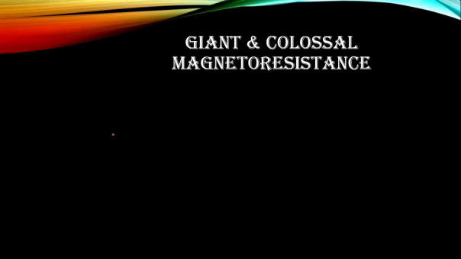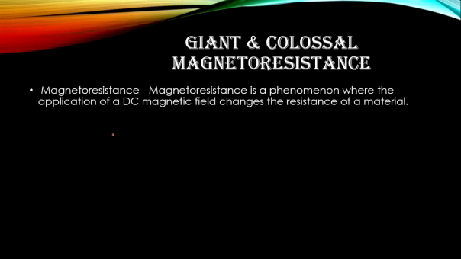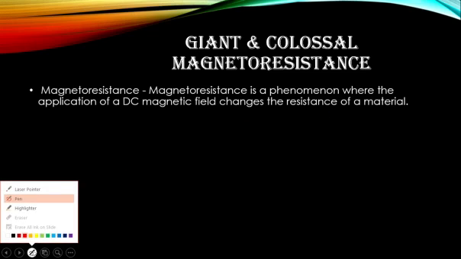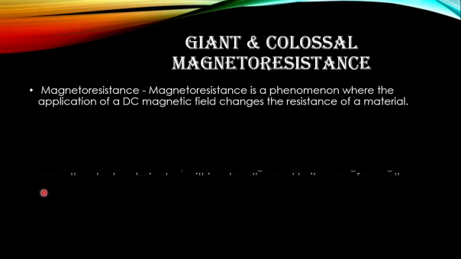Now coming over to our main topic, that is giant and colossal magnetoresistance. Initially, magnetoresistance was noticed in metals. So what do we mean by magnetoresistance? Whenever we apply a constant DC magnetic field, we can experience a change in the resistance of the material. That is what is meant by magnetoresistance, a change in resistance due to the presence of a magnetic field.